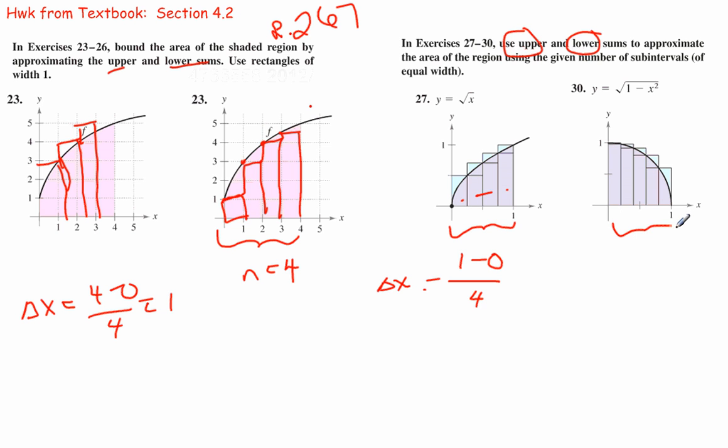This one looks like you're breaking it up into 5 subintervals, so your n value is going to be 5, and once again you're playing from 1 to 0, so calculate out your delta x for that and what that implies for upper and lower sum height levels and stuff.